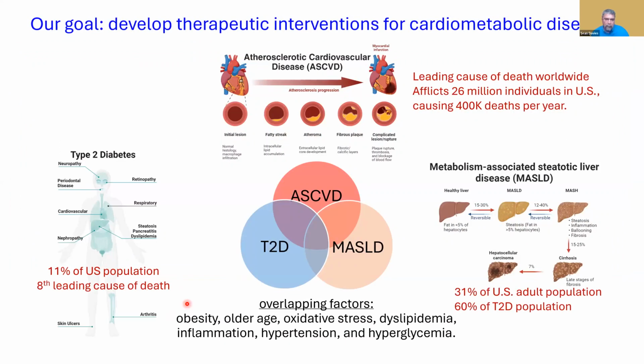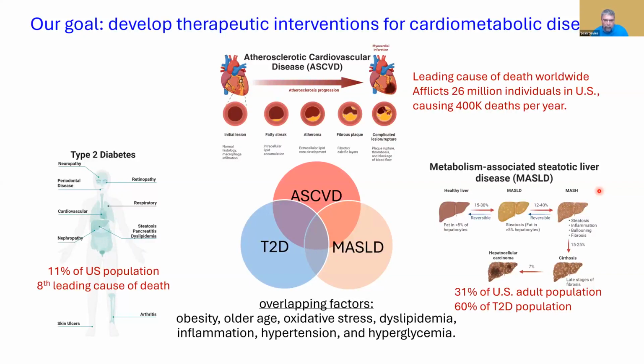So my lab is interested in understanding the fundamental drivers of three closely related cardiometabolic diseases, and these include atherosclerotic cardiovascular disease, which is the leading cause of death in the world and certainly in the United States, type 2 diabetes, which affects about 11% of the US population, and metabolism-associated steatotic liver disease, which used to be called NAFLD, which affects about a third of the US population. And the reason we want to study these together is they have overlapping risk factors, including things like obesity and oxidative stress, dyslipidemia, and inflammation. And so our thinking is if we understand the mechanisms that drive these combined risk factors and can find ways of treating and preventing that, we can actually treat or prevent all three of them.